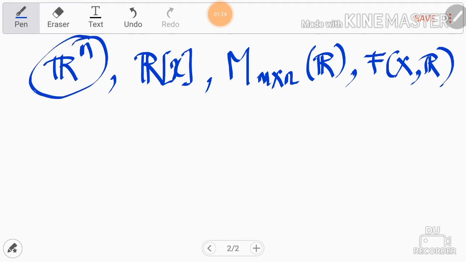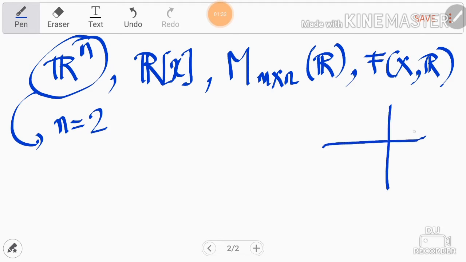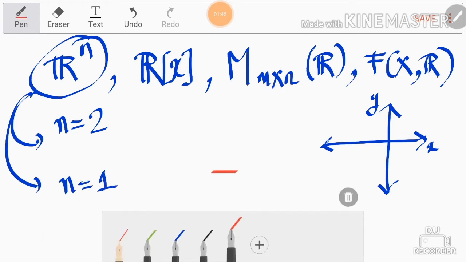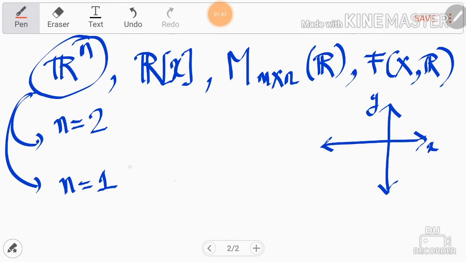Okay, let's take this for example. What would we get if you take n is equal to 2? We know that we will get an xy plane. What will happen if you take n is equal to 1? We know that n is equal to 1 will give me simply r1, which is simply r, which is simply the real line that you see here.